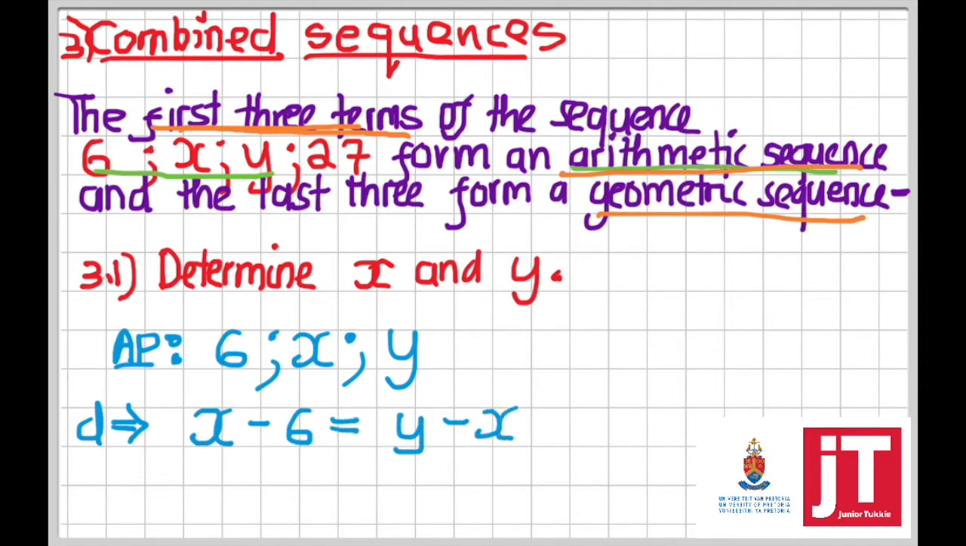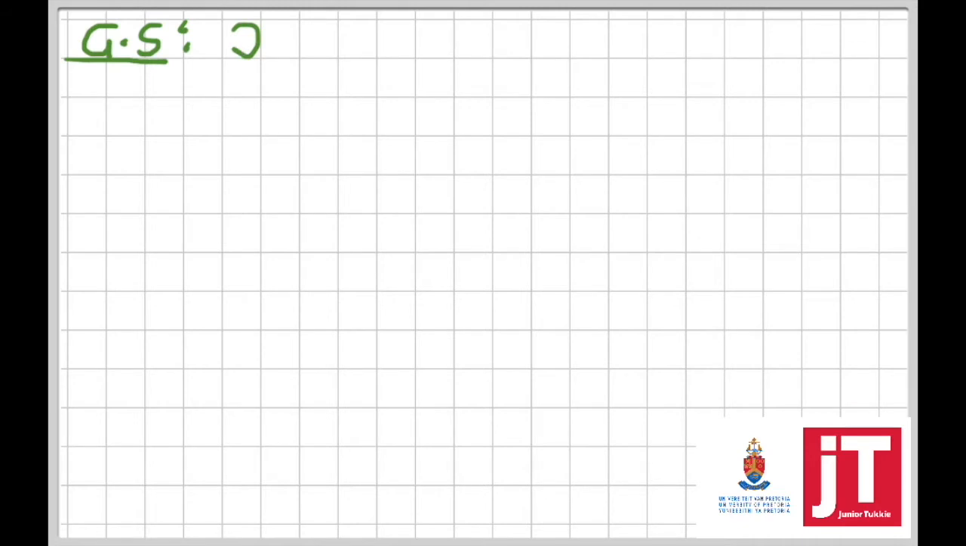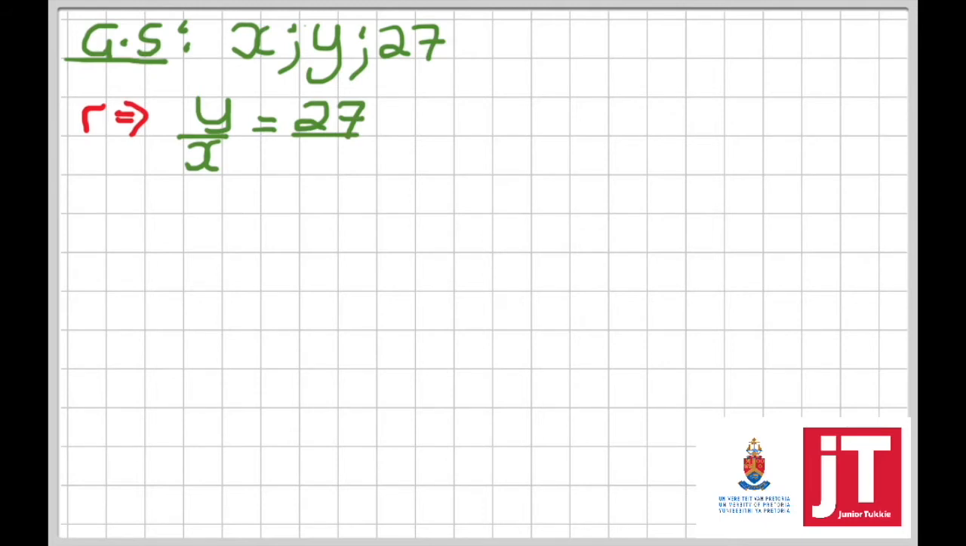Then I group my like terms and make y the subject of the formula. So I'm going to get 2x minus 6 is equal to y, forming my first equation. Then I'll move on to the geometric part made up of the last three terms, which are x, y, and 27. Because it's geometric, we need to find the common ratio through saying T2, which is y over x, is equal to 27 over y. From here on, we're going to cross multiply. So cross multiplying, we're going to get y squared is equal to 27x, forming our second equation.